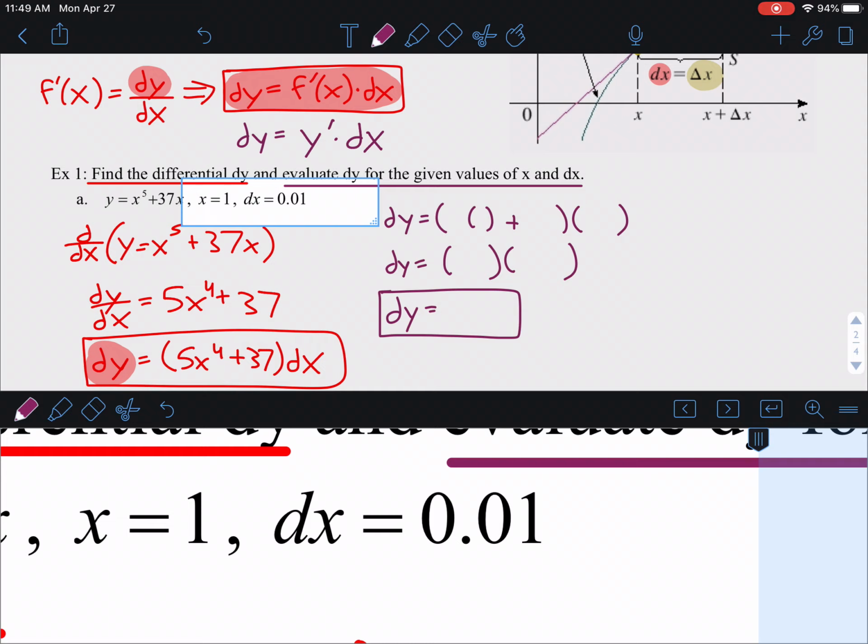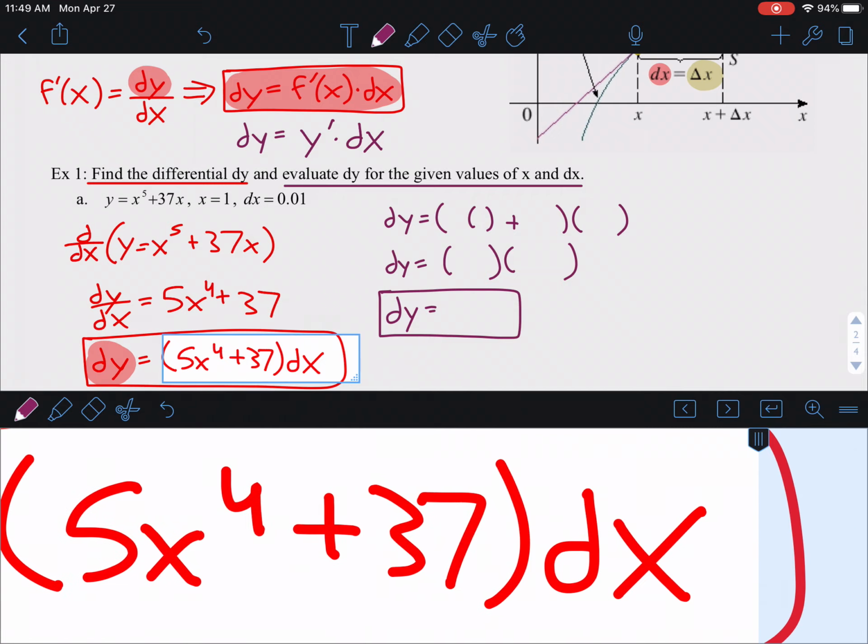So what this is saying is if I start at x equals 1, dx is 0.01, that means it's going to get bigger, right? So start at 1, go to the right 0.01 units. What is the approximate change in the y values? That's what we're going to calculate with this formula.